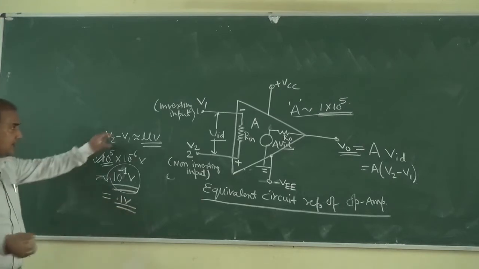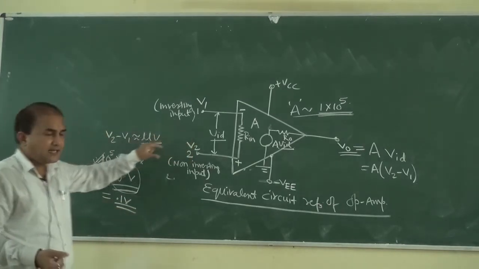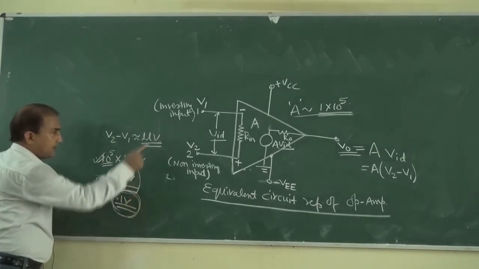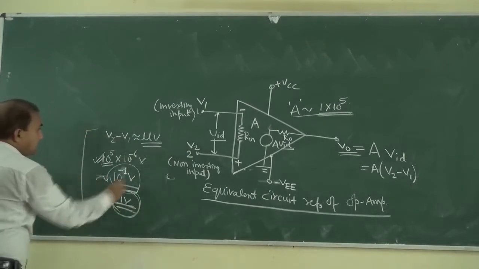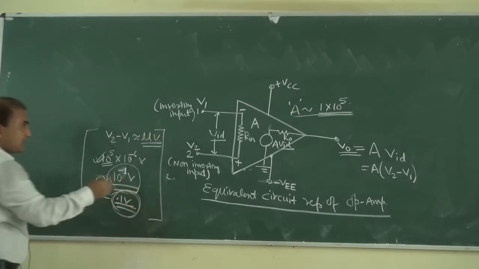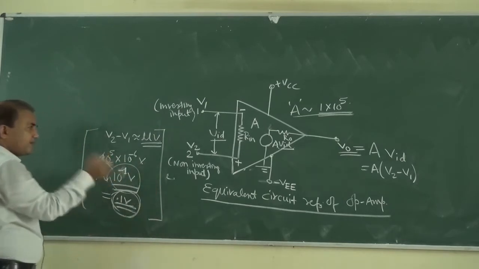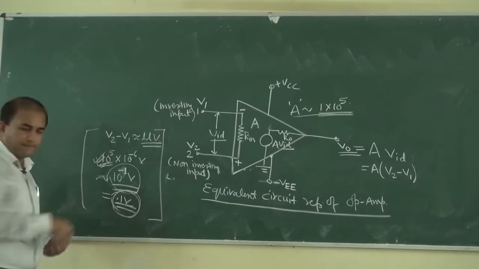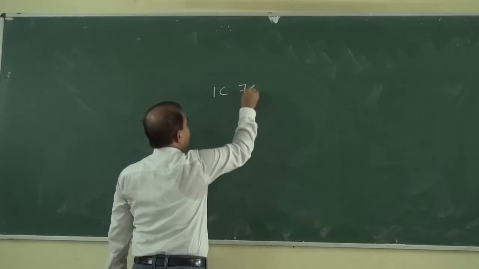So on the input side, if it is in the microvolt range, we still get 0.1 volt at the output. Because of this high value of A, it amplifies very weak signals also. Then we can see about IC 741.